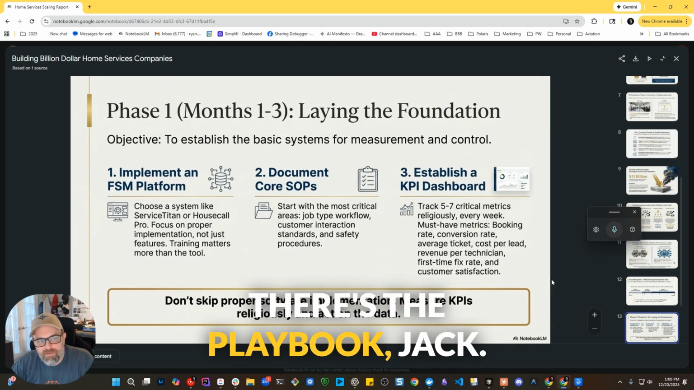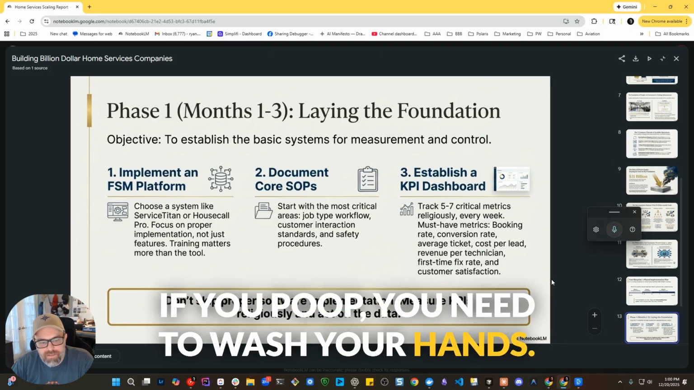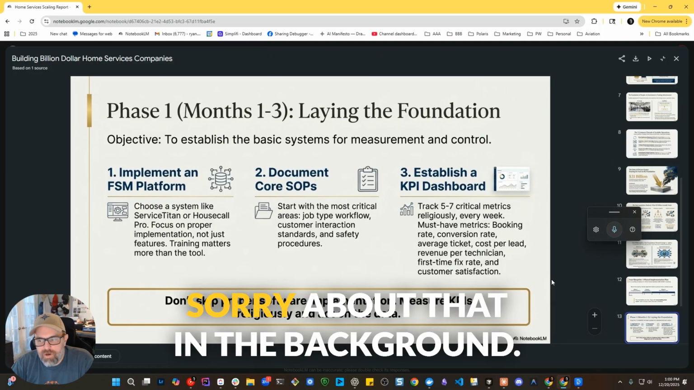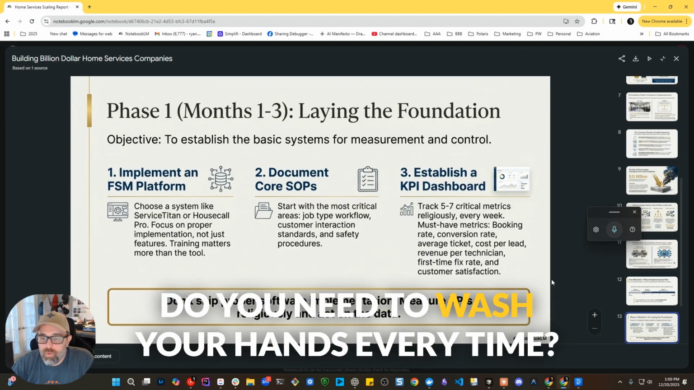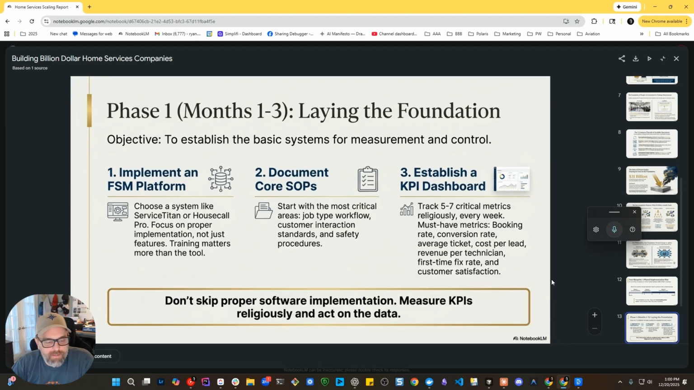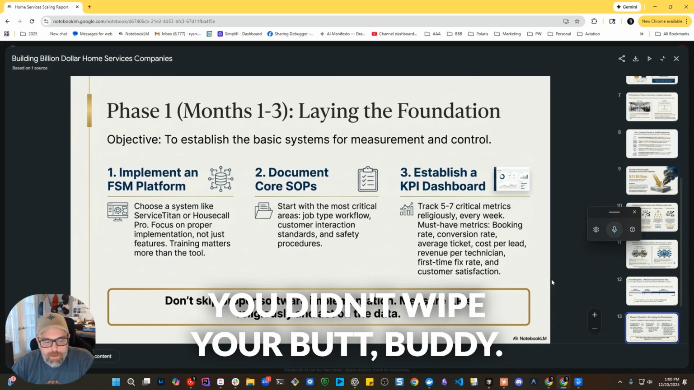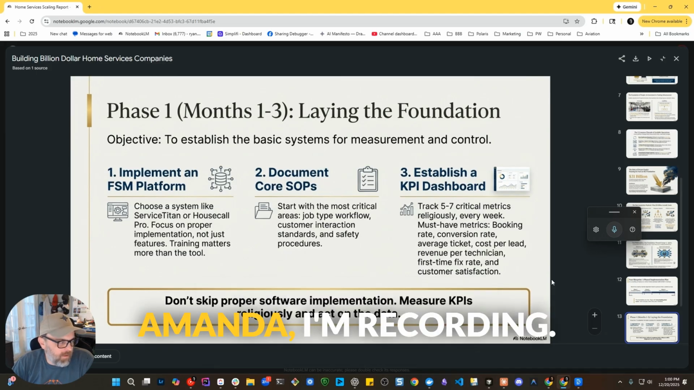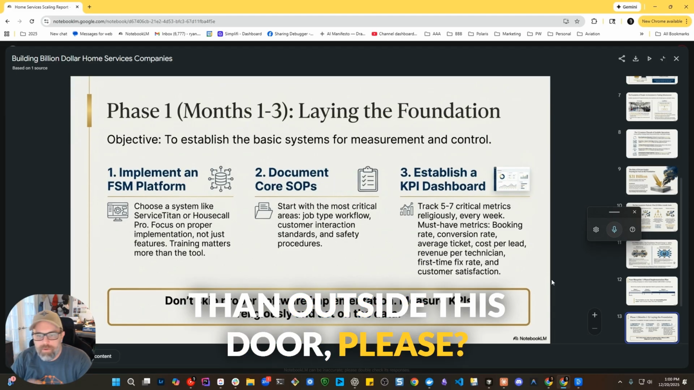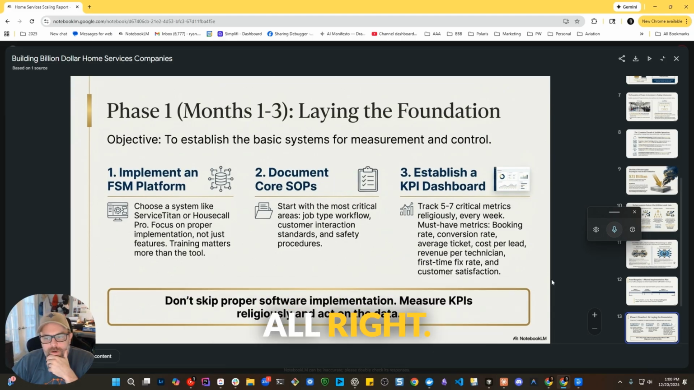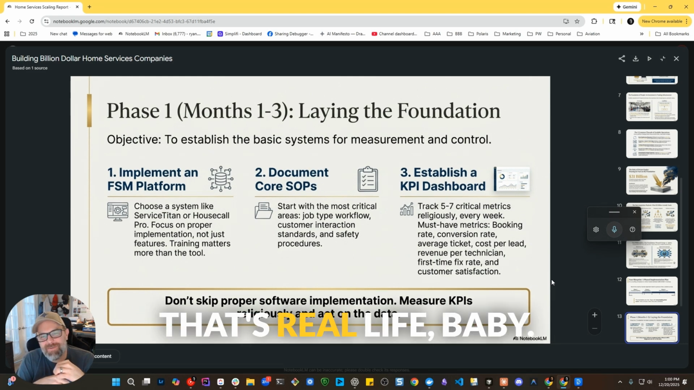There's the playbook. Jack, if you poop, you need to wash your hands. Sorry about that in the background. It's true, though. Do you need to wash your hands every time? You didn't wipe your butt? Buddy. Amanda, I'm recording. Could you do that somewhere other than outside this door, please? Well, I'm cleaning the floor. All right, thank you. I'm not going to be saying that right then and there. Don't skip. That's real life, baby.